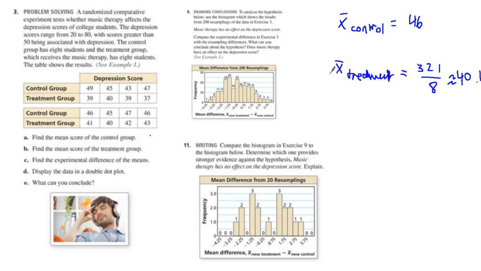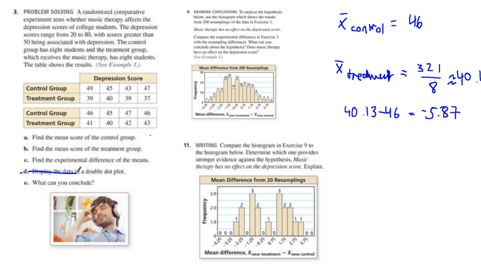40.1 is our treatment group, and the control group's is 46. So what's the experimental difference of the means? Well, you take your treatment group mean, 40.125 or 40.13, subtract 46, and you will get minus 5.87, about minus 5.9.